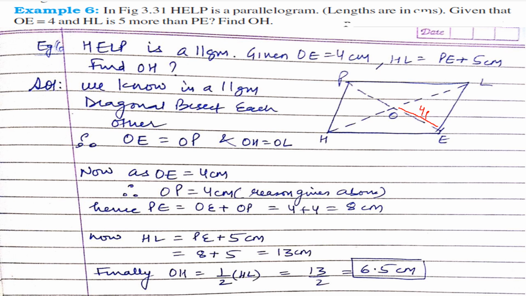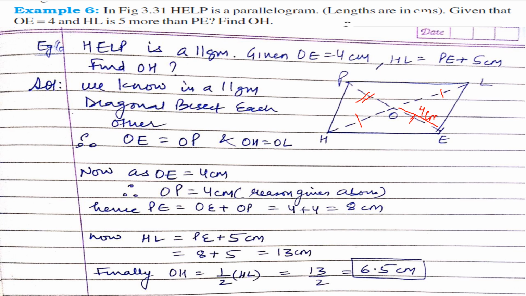Now we have to use the properties of parallelogram that we have learned. What is the property of diagonals that we have learned? In a parallelogram, diagonals bisect each other. And what does that mean? That this diagonal PE bisects HL in two equal parts. So this part is equal to this part. You can say HO is equal to OL and PO is equal to OE. This was the property of parallelogram. This property will help us to find the values.